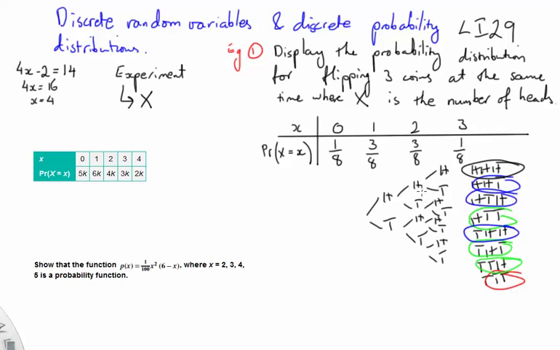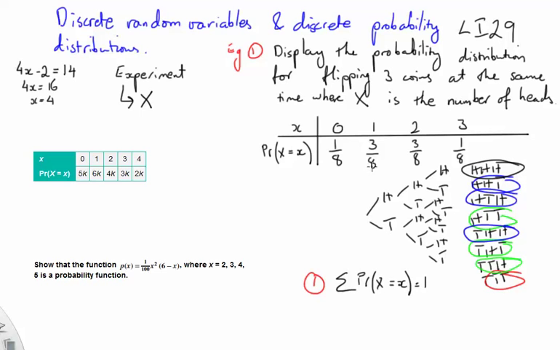Okay, so what? Well, you've just described a probability distribution. This is a discrete probability distribution, and there are 2 big things you need to know about this. A discrete probability distribution has to abide by 2 rules. Rule 1: the sum of probabilities has to equal 1. Well, let's check that.